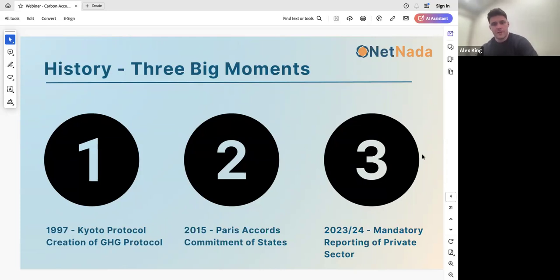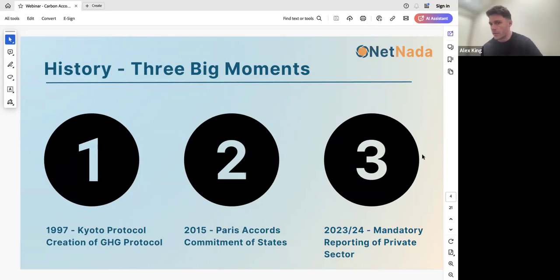Not much happened in the way of huge historical moments in the space until 2015, when we had the Paris Accords, another meeting of the UN. Kyoto Protocol was a meeting of the UN in which nearly all first world countries around the world made a commitment to reducing to, or targeting, that 1.5 degree science-based target. Now, that was a commitment of the States, but when things really started to ramp up and get interesting is in the past 2 to 3 years.